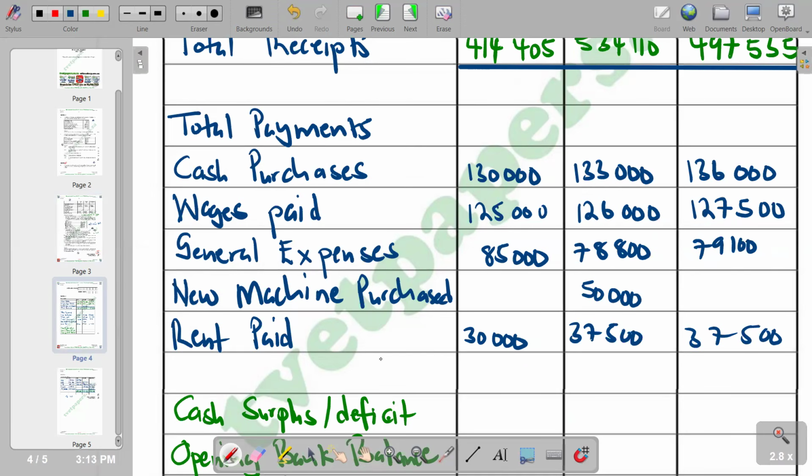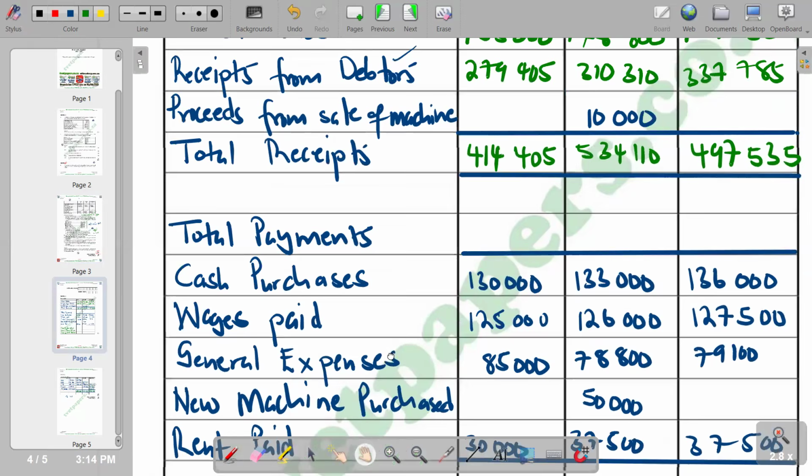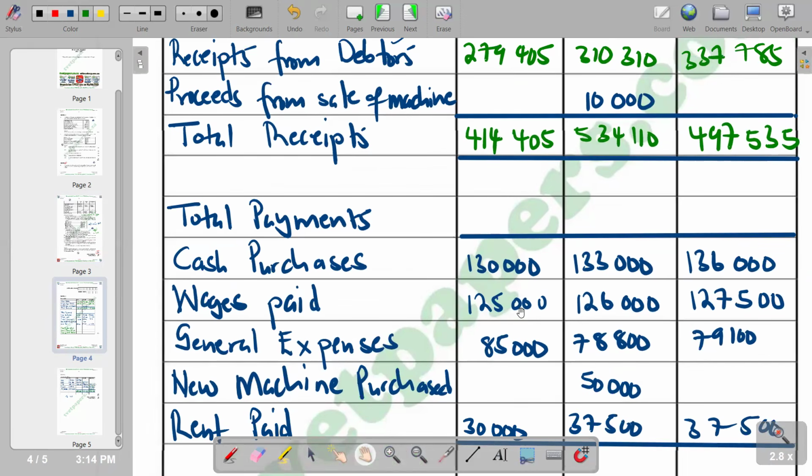So basically that's what we have. And then with that now we can close, since we have exhausted the payments that we have in the question. So when we close, we are supposed to add all payments that we have inside the box for the first column, which is for July. So if you say 130,000 plus 125,000 plus 85,000 plus 30,000, then you get a total of 270,000.